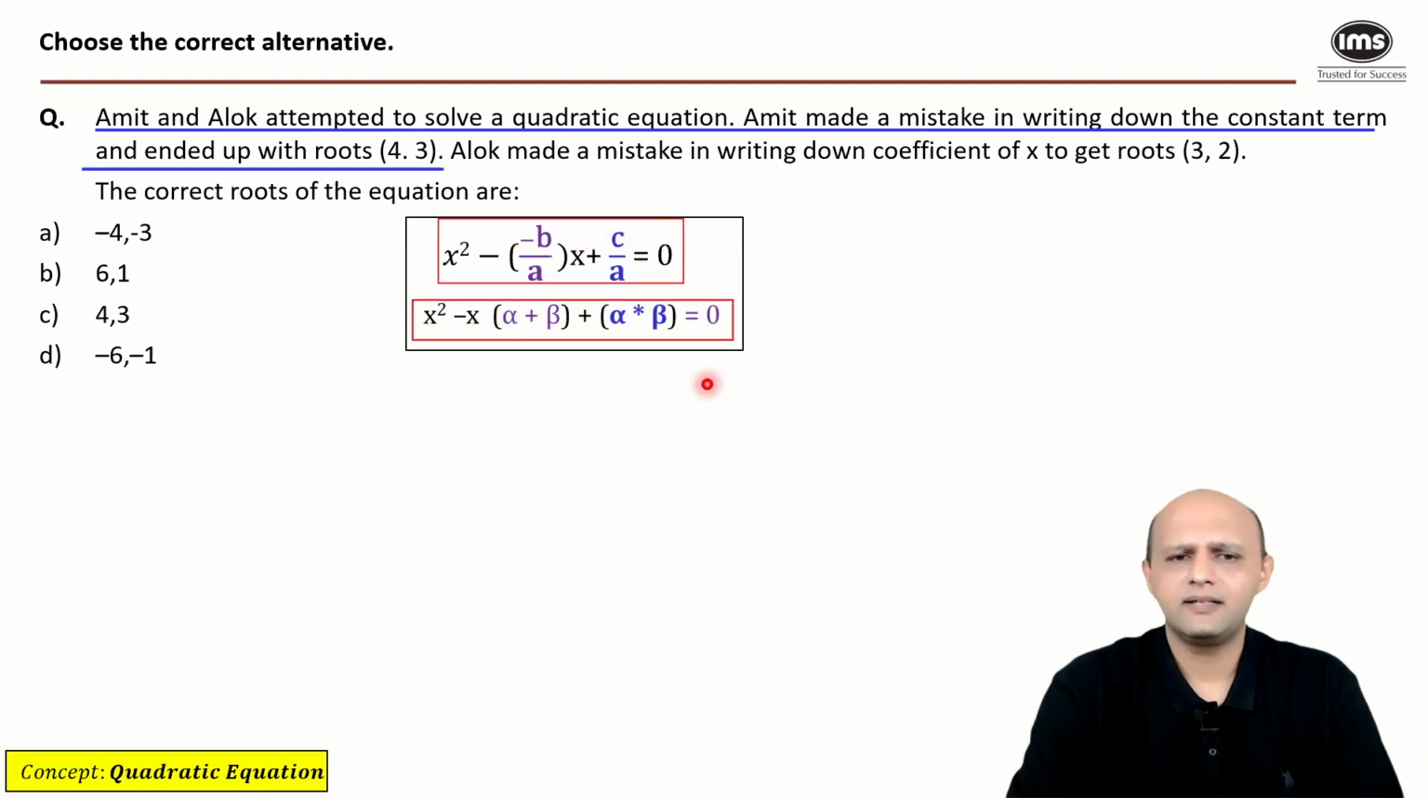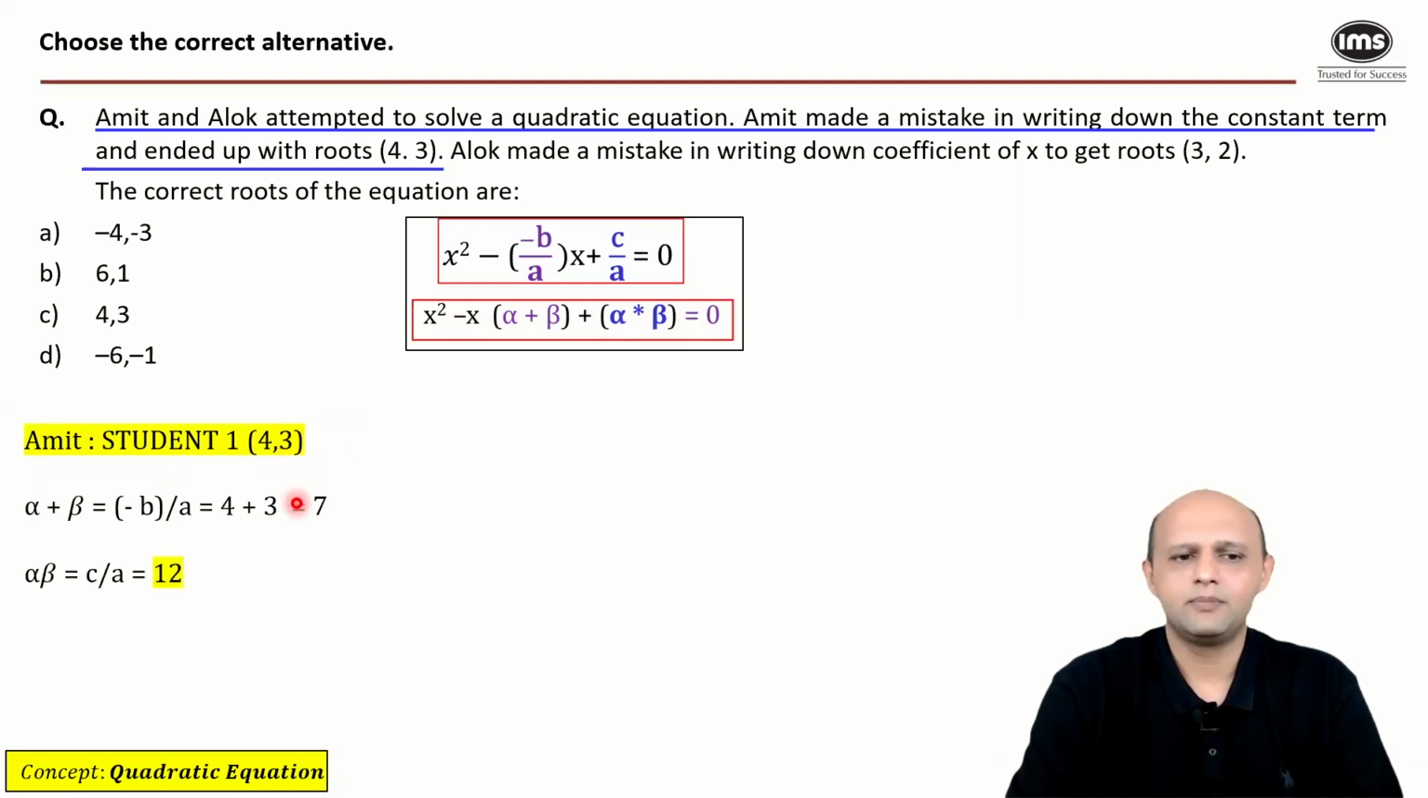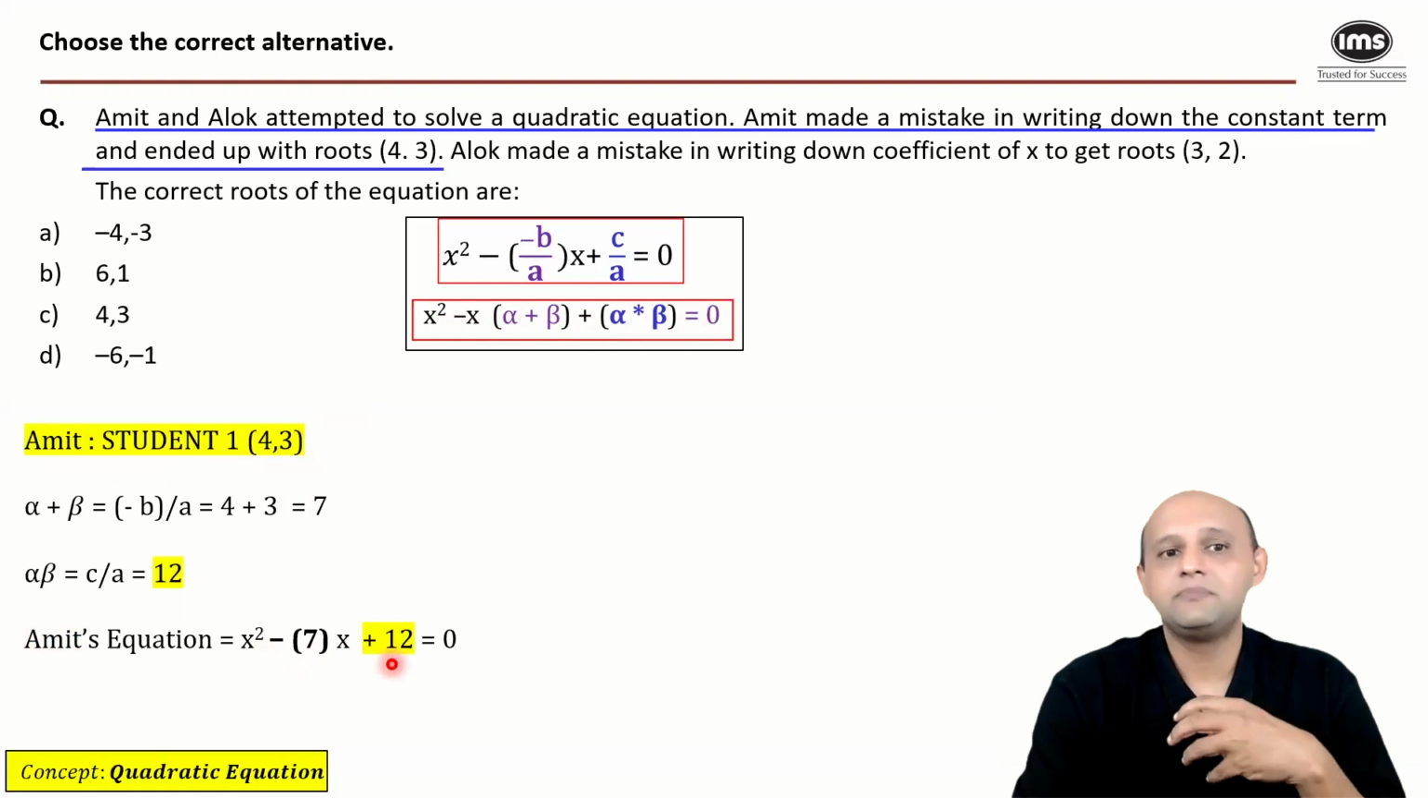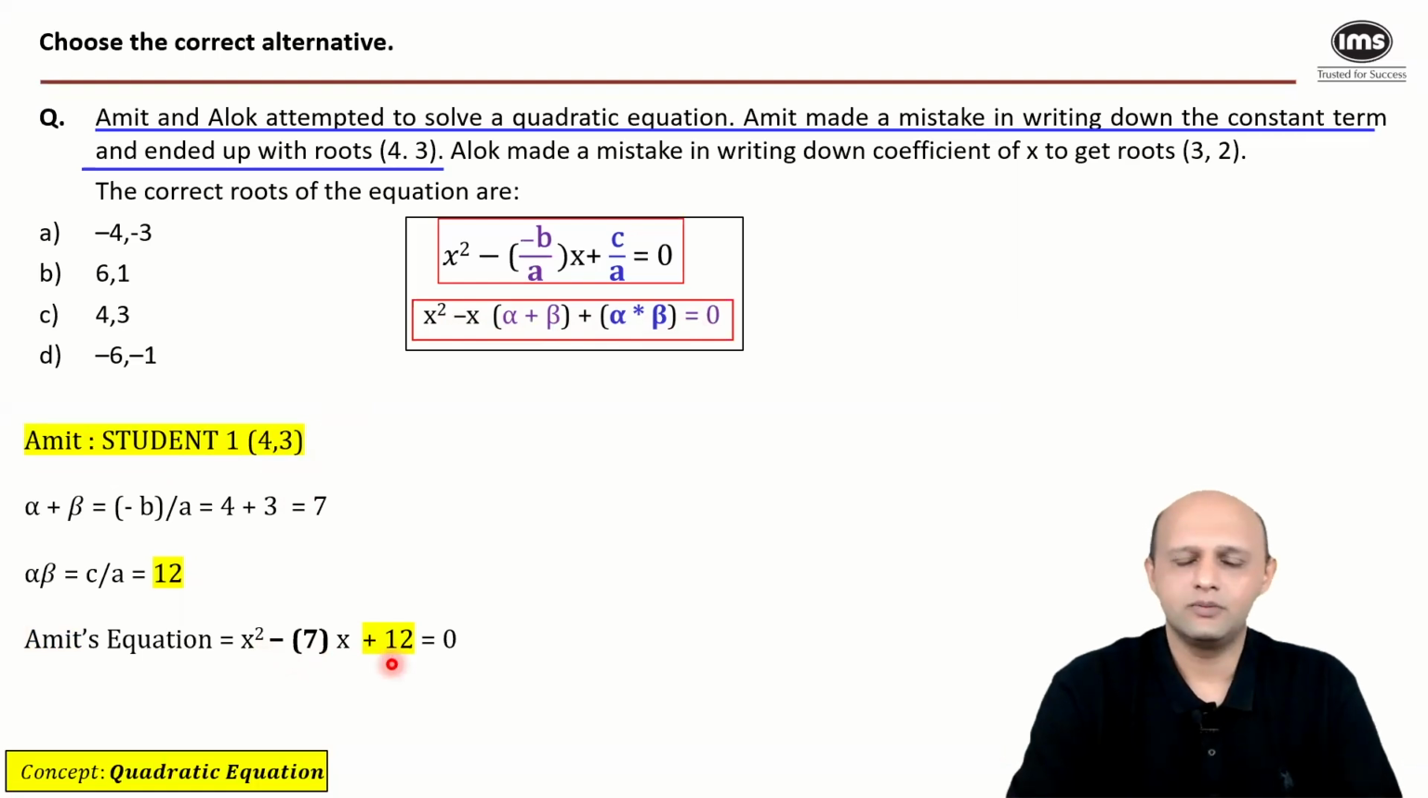How do you construct a quadratic equation when the roots are given? Of course, the sum of roots being minus b by a and the product of roots being c by a. The way you construct it is x square minus x times sum of roots plus the product of roots is equal to 0. Now, the first student, which is Amit, has got roots 4 and 3. So his sum of roots is 7 and the product of roots is 12. So therefore, the equation is x square minus 7x plus 12. This is Amit's equation. Okay, the way he perceived, the equation was x square minus 7x plus 12, because of which he ended up with these roots.